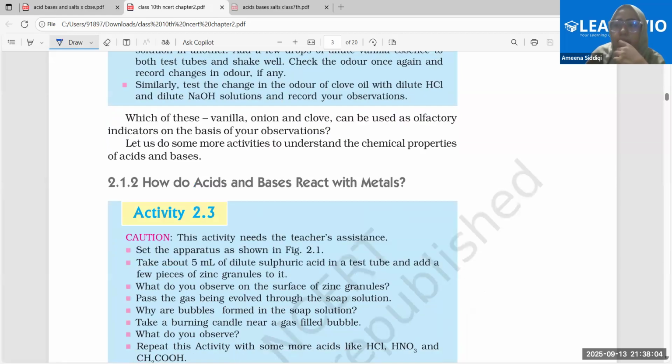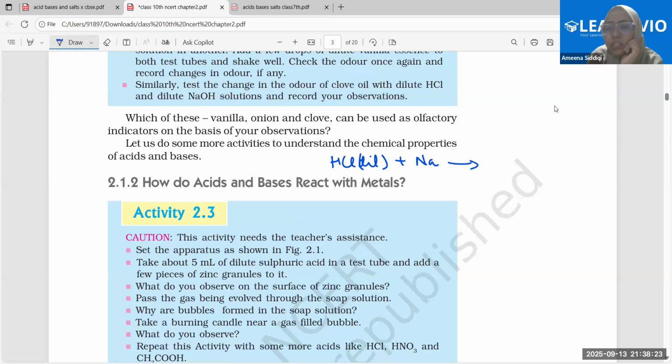So basically, how do acids and bases react with metals? We will quickly discuss this. This reaction is generally regarding the dilute acids. So let's take HCl in the dilute form, and then we'll add any metal. Let's say sodium is the metal here.